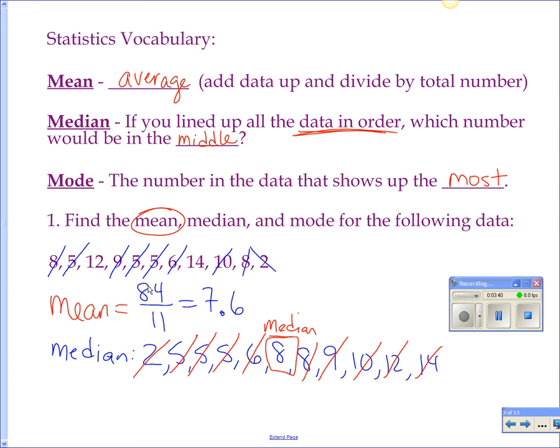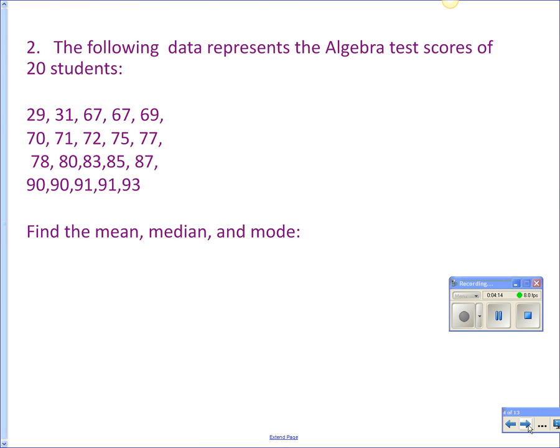All right. And the last thing it says to do is find the mode. What is the mode? What's the definition of mode? The one that shows up the most. Which one of these numbers is written on here the most times? 5. Mode is the one written the most, that shows up the most. Okay. All right, any questions on number 1? Okay. All right. Number 2.